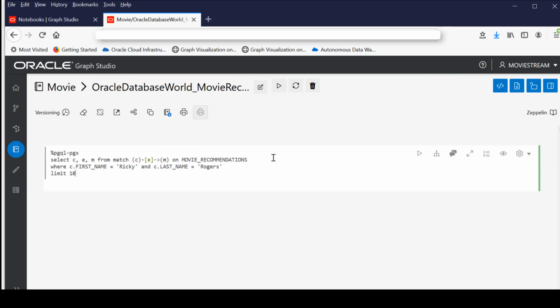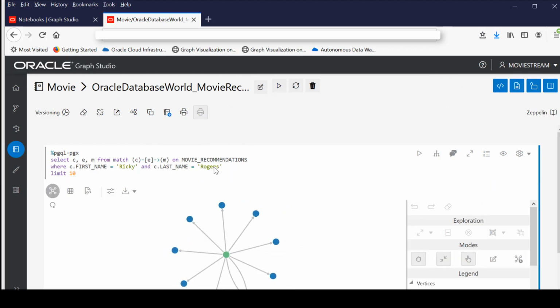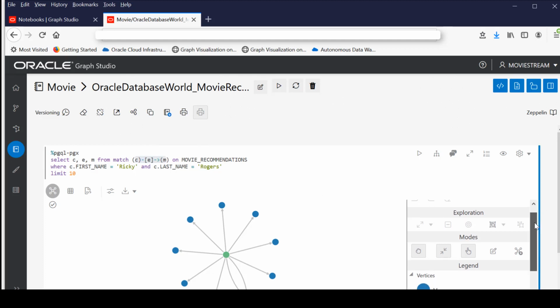We start here with the PGQL query, and here we are just basically running a simple query where we are saying select all movies that Ricky Rogers has watched. And it's not really all movies. I mean, I'm limiting it to 10. So you can see here the match pattern, find me all movies that Ricky Rogers has watched.